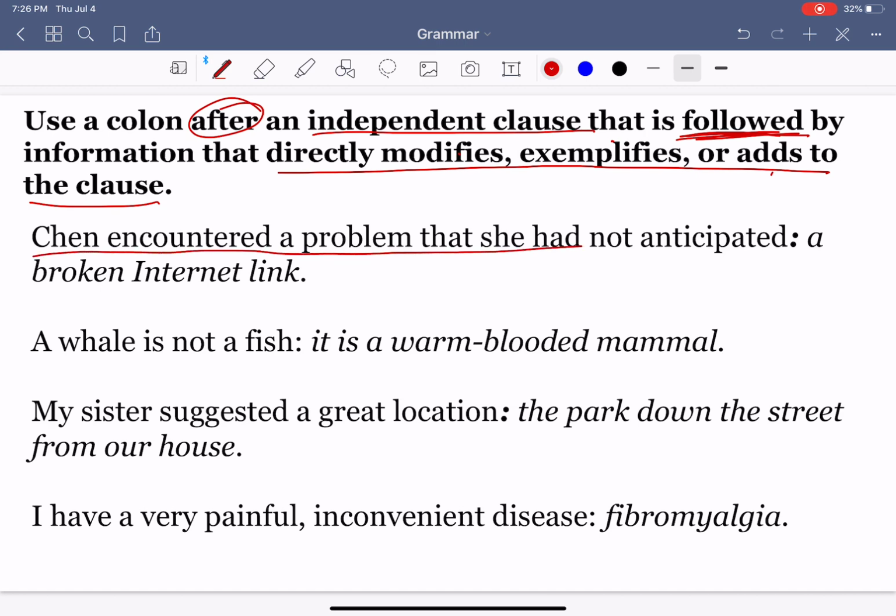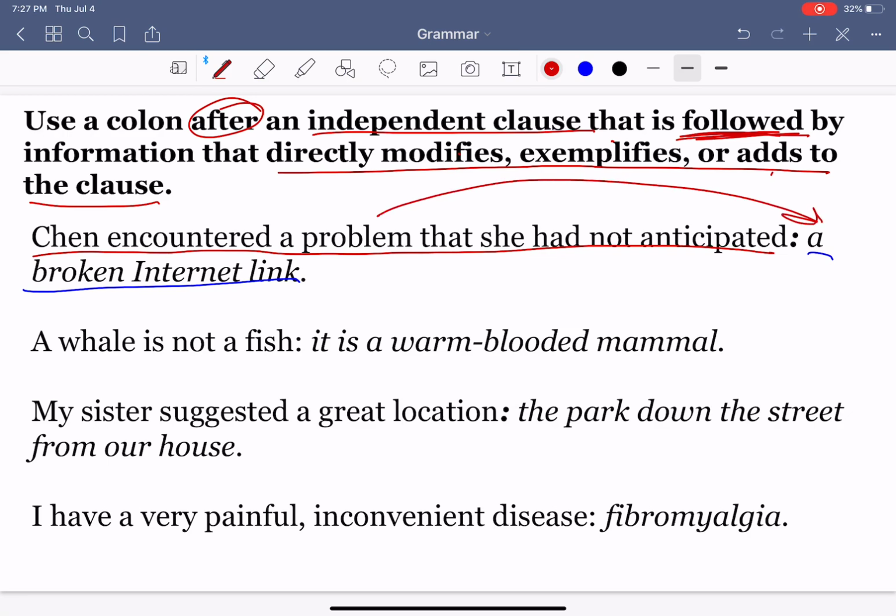Shen encountered a problem that he had not anticipated: a broken internet link. So a broken internet link is a clause, because I cannot say it by itself. I can't just tell you a broken internet link. That would not make sense. So that is a clause. The part before it, the part in red, is a complete sentence. It's an independent clause. It says, Shen encountered a problem. Well, what problem?